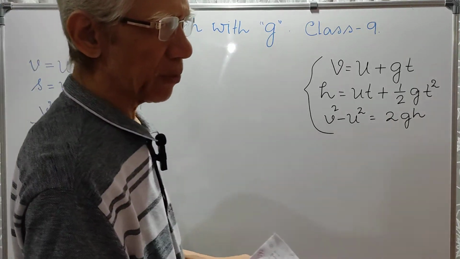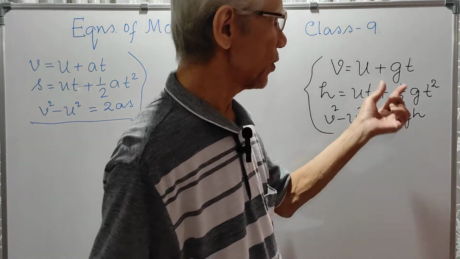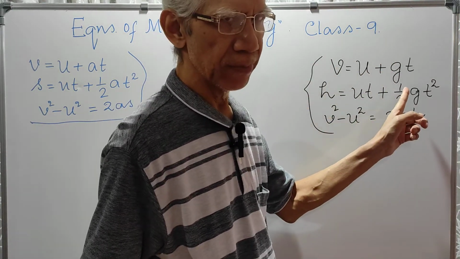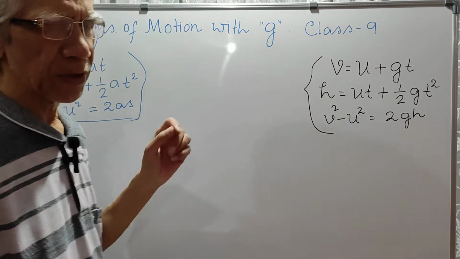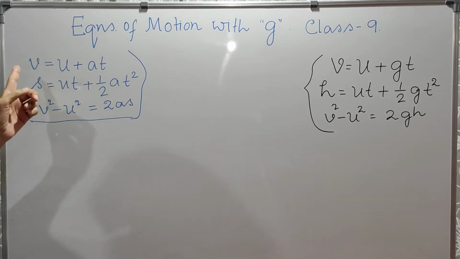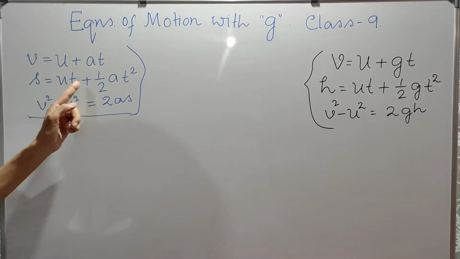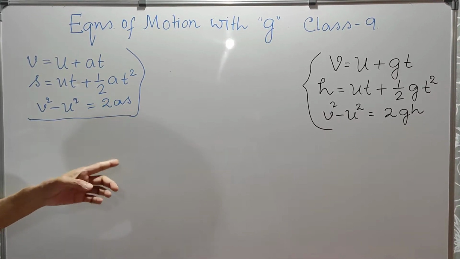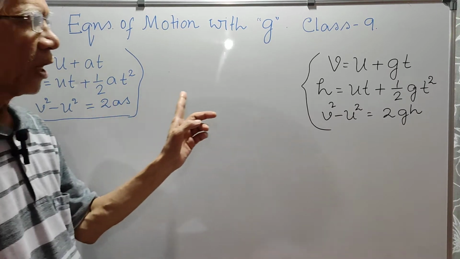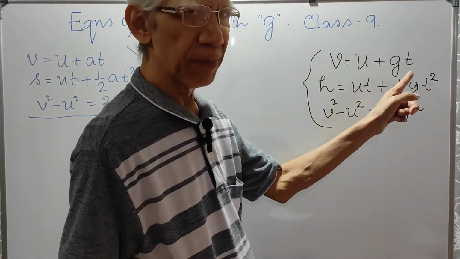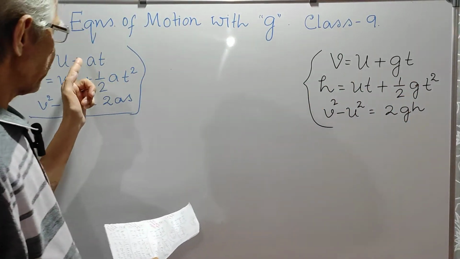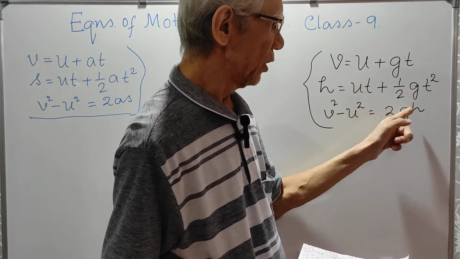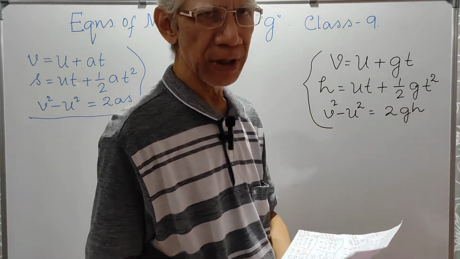Now for these numerical problems, you will have to use these three equations of motion with respect to gravity. Now general equations of motion are these three: v equal to u plus at, s equal to ut plus half at square, v square minus u square equal to twice as. Now the same three have changed a bit. So in place of a, which is acceleration, we put g, that is acceleration due to gravity.